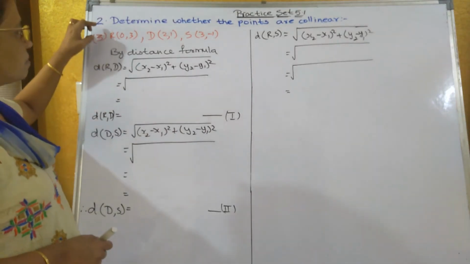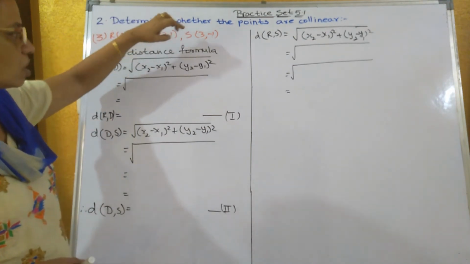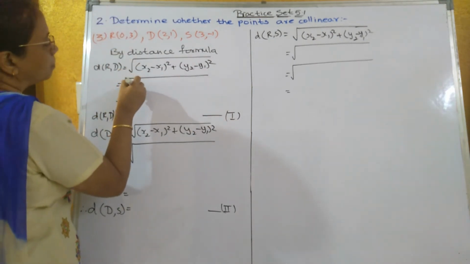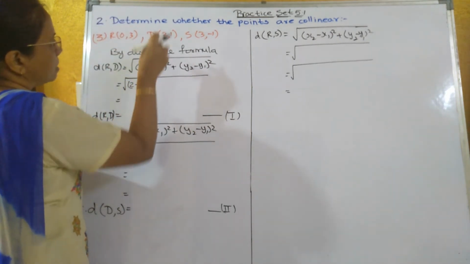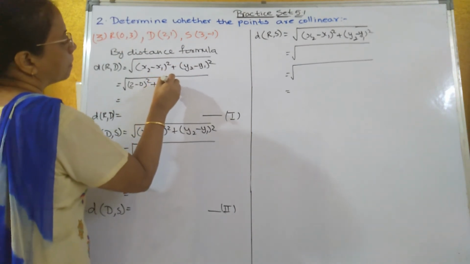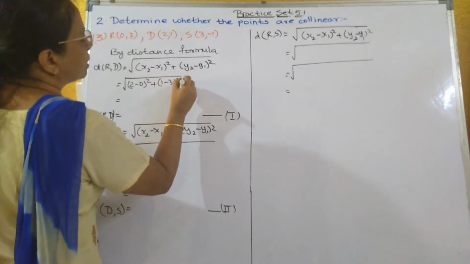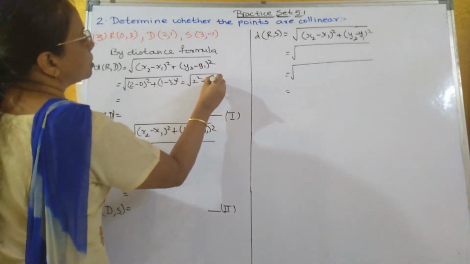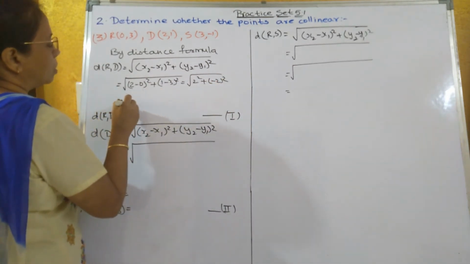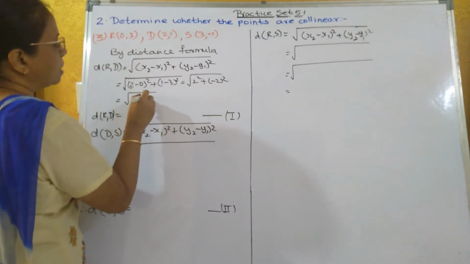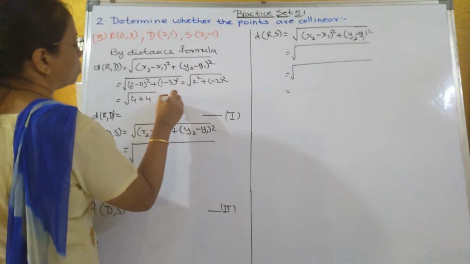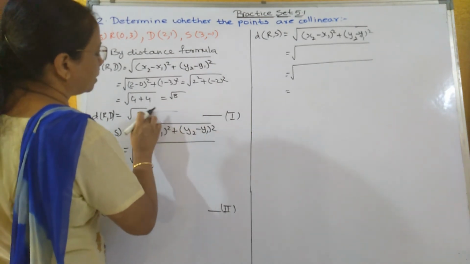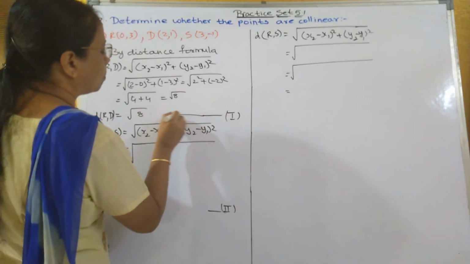Now third sum of sum number 2. R, D, S coordinates are given. Find out distance RD. RD is what? (2 minus 0) the whole square plus (1 minus 3) the whole square. So that is equal to 2 minus 0 is 2 the whole square plus minus 2 the whole square. So that is equal to 4 plus 4. That's equal to root 8. So RD is equal to how much? Root 8. Let this be 1.